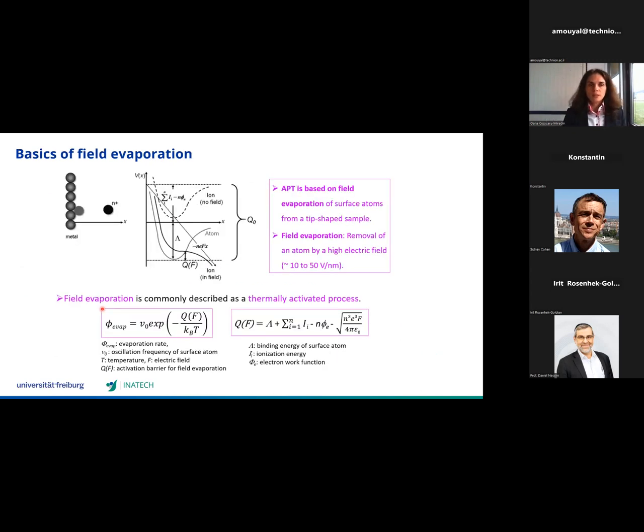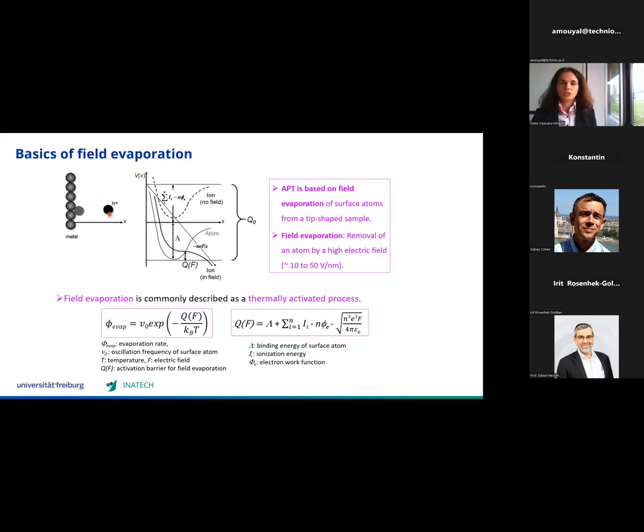So what is the basic phenomenon for the atom probe tomography? Well, this is called the field evaporation phenomenon. And the field evaporation, if this is a metal surface, means the removal of an atom when we have a high electric field. What are the processes for removing this atom? We have two processes. First of all, we have the desorption of the atom, and the ionization of this atom.